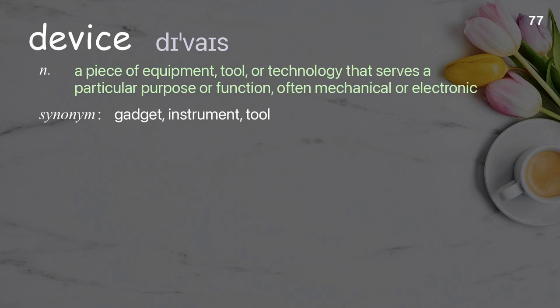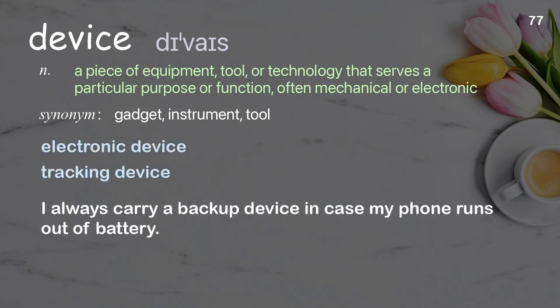Device. A piece of equipment, tool, or technology that serves a particular purpose or function, often mechanical or electronic. Examples. Electronic device. Tracking device. I always carry a backup device in case my phone runs out of battery.